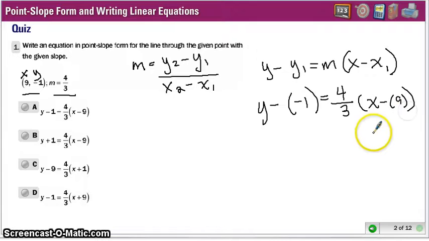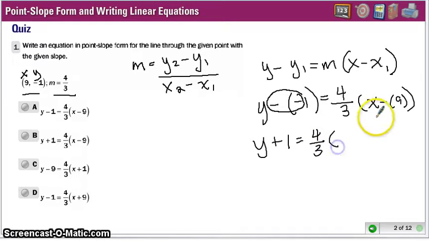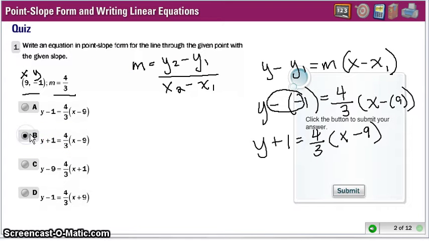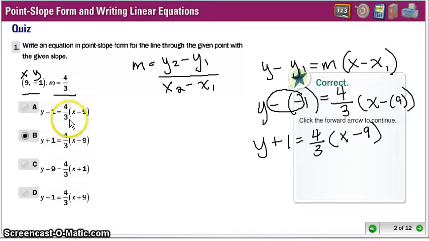which is 9. From there, most of these questions just want you to simplify. When you have a negative times a negative, that becomes a positive. Keep the 4/3 on the outside of the parentheses, and this, since there's only one negative, would just become minus 9. So this one is y plus 1 equals 4/3 times x minus 9. Just make sure you're paying attention to the positive and negative signs in the answers.